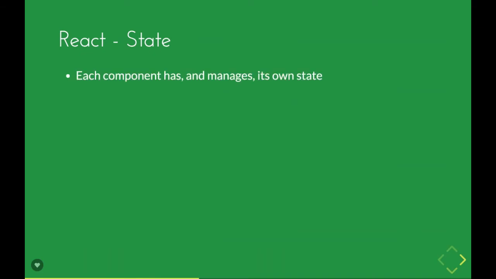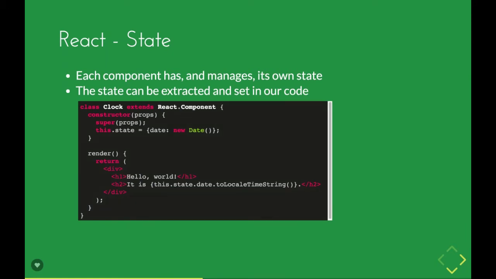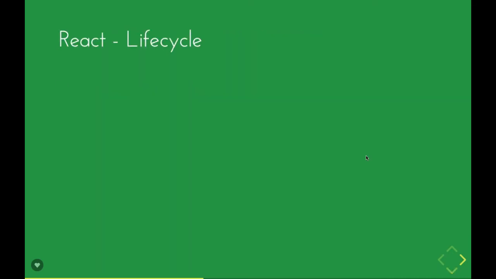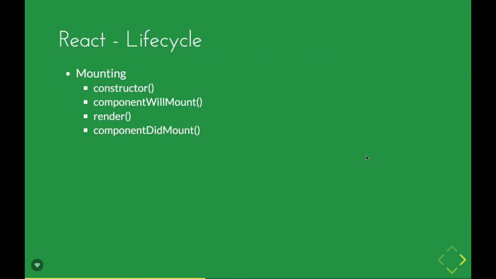Each component has a state, and it actually manages its own state as well. So this can be extracted and set in our code. As developers, we're actually responsible for updating and dealing with state. So you see here that in the beginning, when we create this clock component, in the constructor, we have this.state. We pass in a new date, and then below here, you can actually output that in the render function. You can also work with, for example, adding items, which you'll see by setting the state and extracting the state pretty easily.